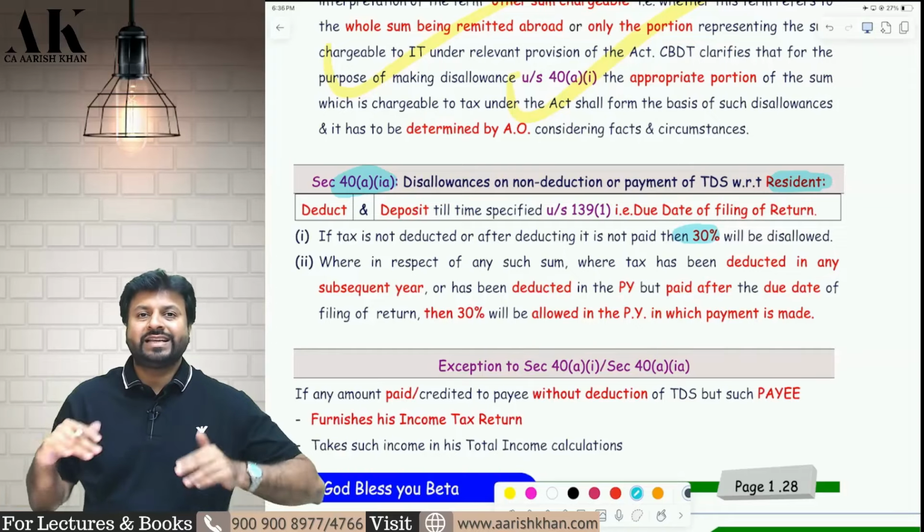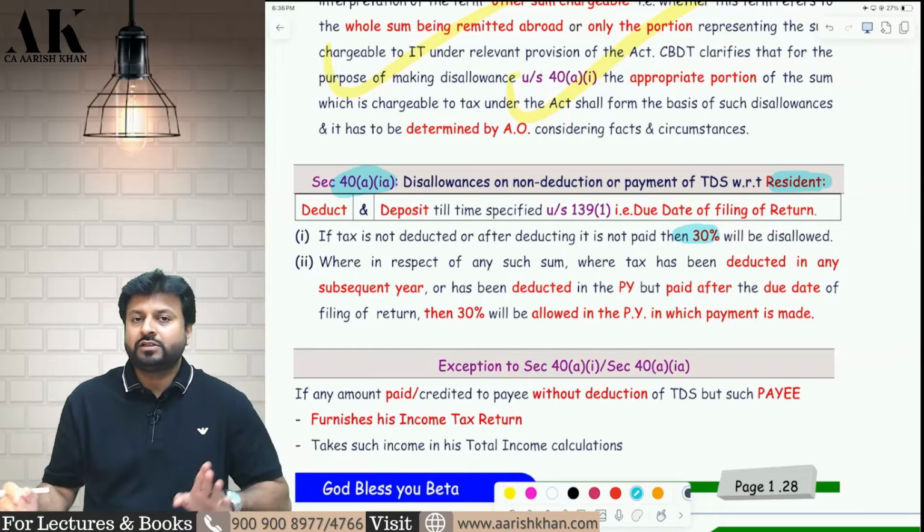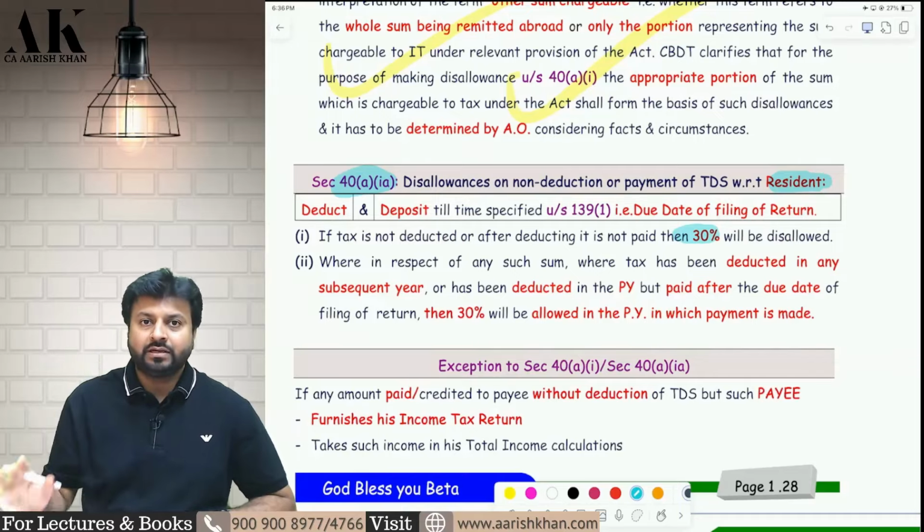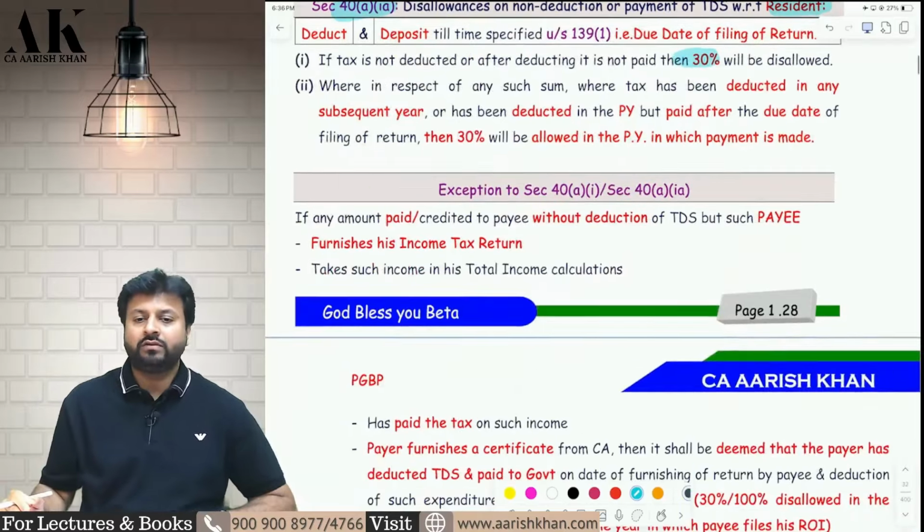Okay. So this is exactly similar to the previous section. There is no difference between the two. The only difference is this is for resident, that is for non-resident. This is 30% disallowance. There it is 100% disallowance. Rest all is same. You have to deduct by 31st of March and you have to pay by the due date of filing of return.